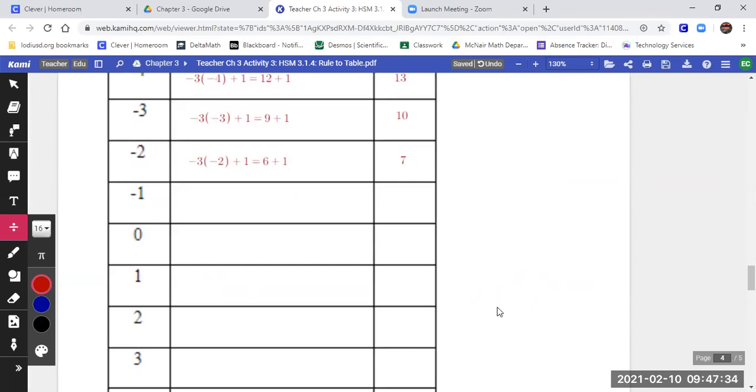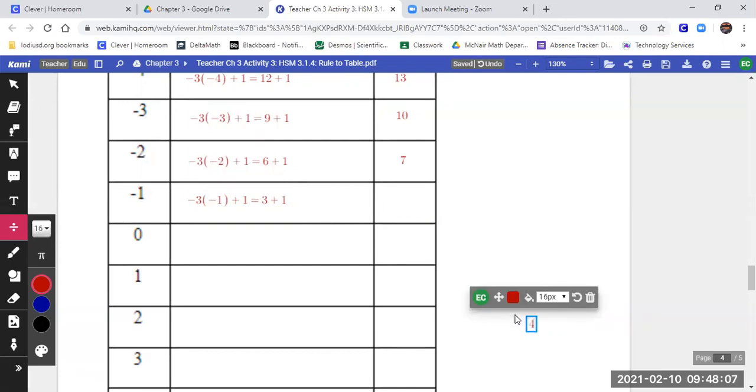Next one says negative 3 times negative 1. Then add 1. Okay. So what do I get when I do that multiplication? Negative 3 times negative 1 gets us what? 3. And then we're supposed to add 1 to it to get our final answer of what? 4.